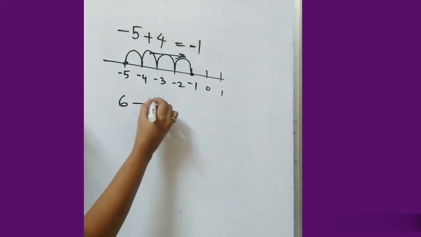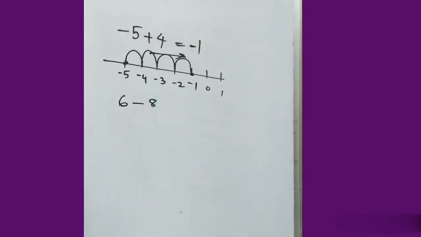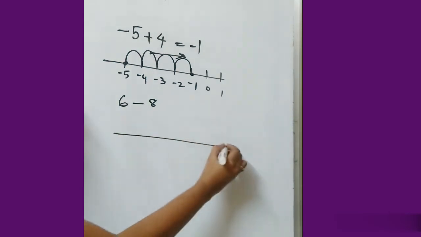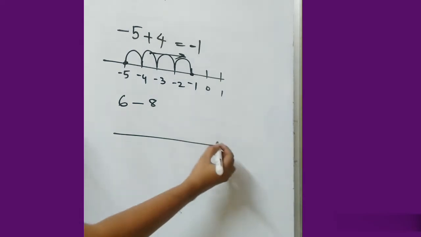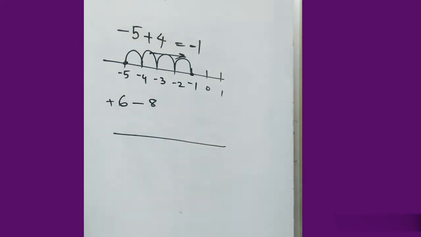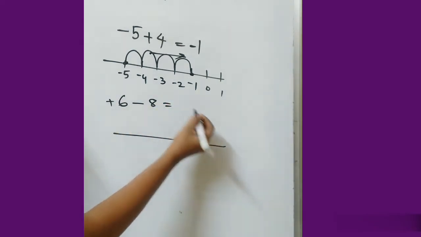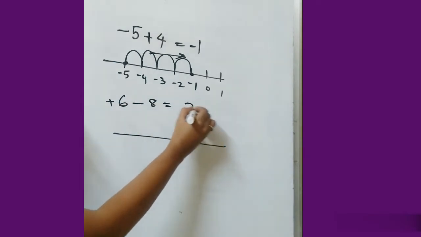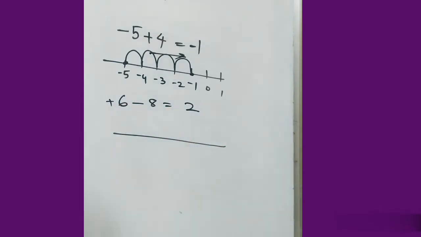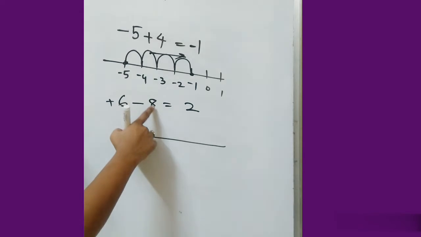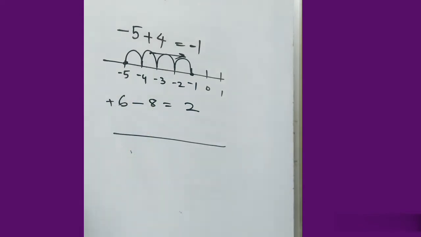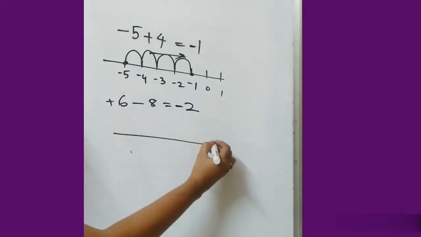6 minus 8. How will we do it? This is plus, this is minus. We have to subtract. You will get 2 and we have to put the sign of the greater number. Which is greater here, 8 or 6? 8 is greater, student. So I'll put the sign of the greater number, that is minus.